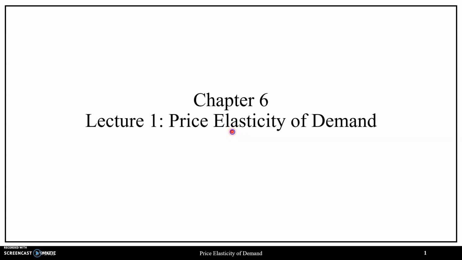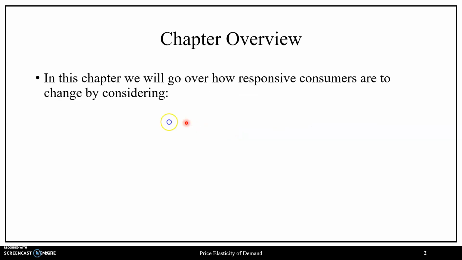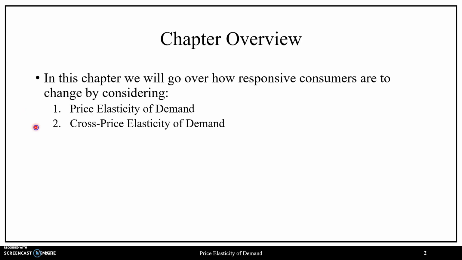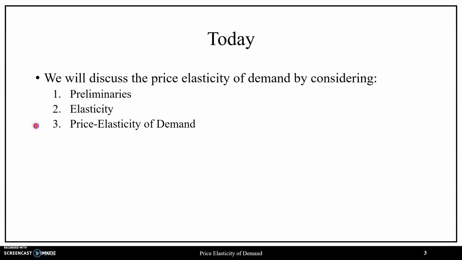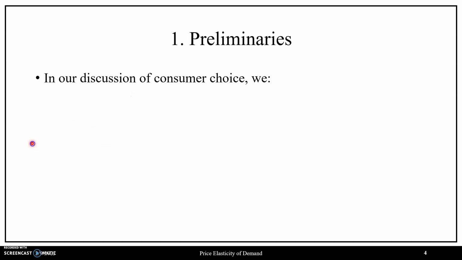In this video, we begin our discussion on Chapter 6, where, overall in this chapter, we seek to examine how responsive consumers are to change by considering the price elasticity of demand, cross-price elasticity of demand, and income elasticity of demand. In today's discussion of the price elasticity of demand, we'll do so by setting up some preliminaries to then discuss elasticity, the price elasticity of demand, then conclude with an example.